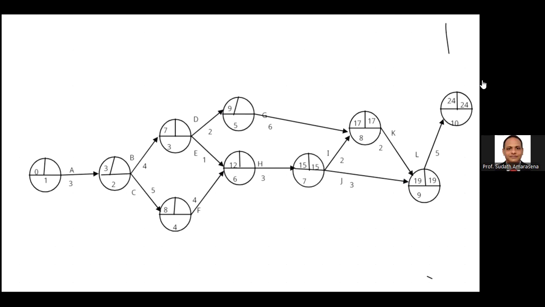15 minus 3, 12. 17 minus 6, 11, fifth event. 11 minus 2, 9. 12 minus 1 is 11. 11 minus 2 is 9, the least value via the D for the third event. Then 12 minus 4, 8 for the fourth event, just only one path.